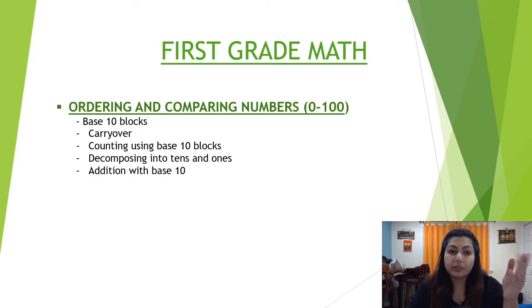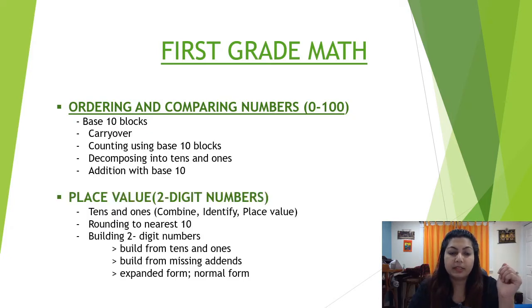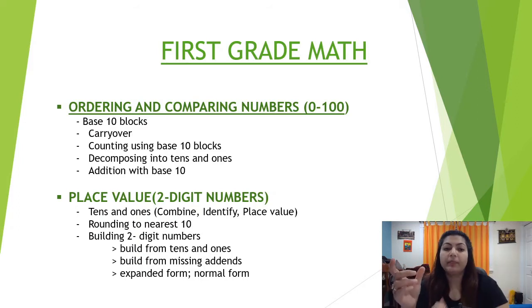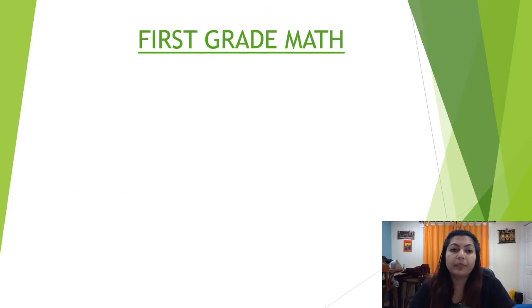And then comes addition with base 10. And then we have place value. Place value is we only talk about the tens and ones, we don't go to hundreds. And we teach them how to do the nearest rounding, like rounding to the nearest 10, and building 2-digit numbers only from tens and ones. And we teach them the expanded form as well as the normal form.